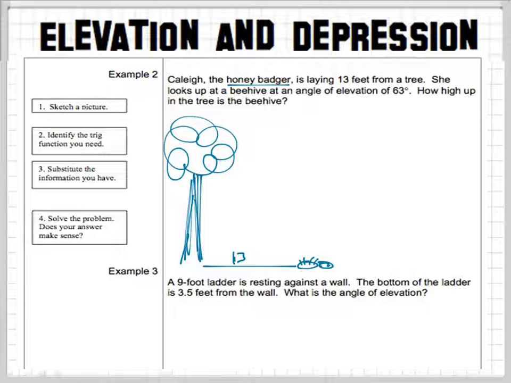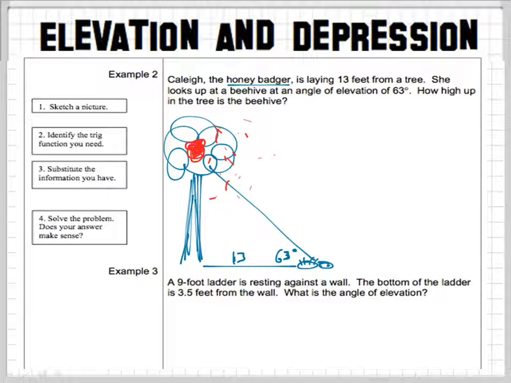Alright, so he's looking up at the tree at an angle of elevation. Elevation is going up from a horizontal line. He's looking up at a tree, and there's a beehive up there. Let's draw a red beehive. Look at all the bees around that. He's looking up at it, and I have to label the angle. It's 63 degrees. How high up in the tree is the beehive?